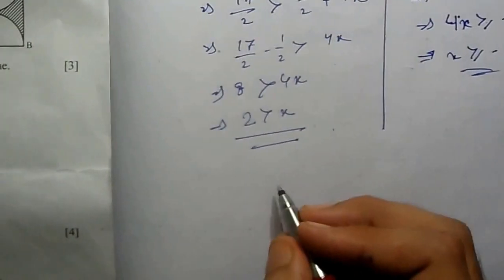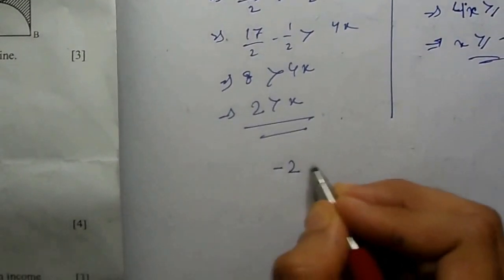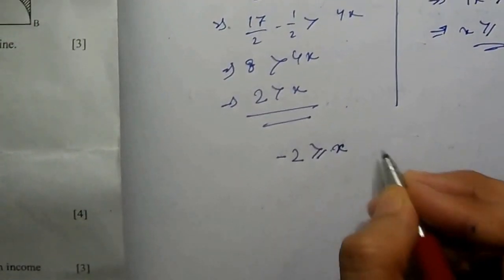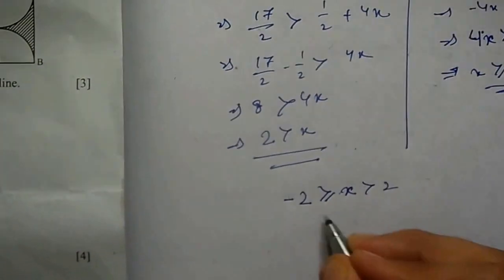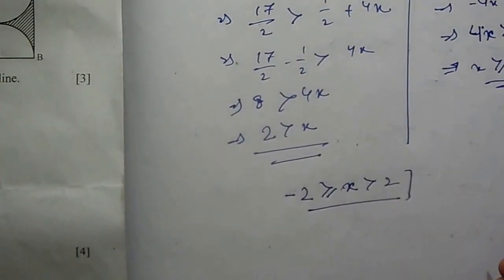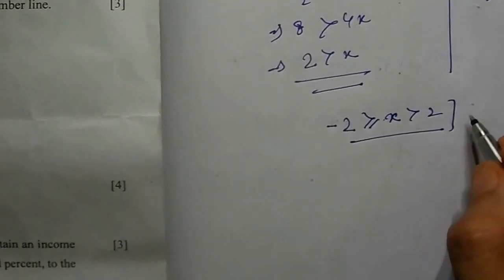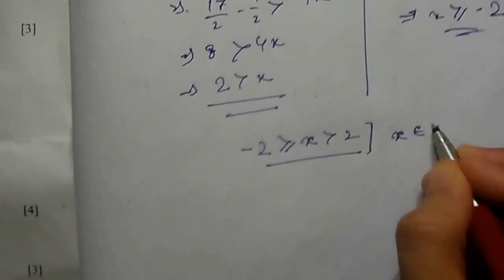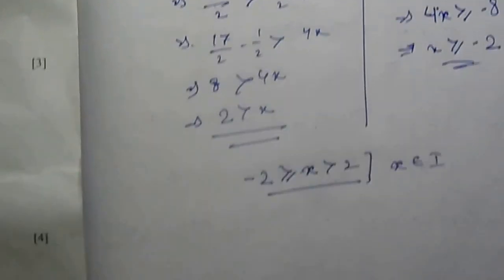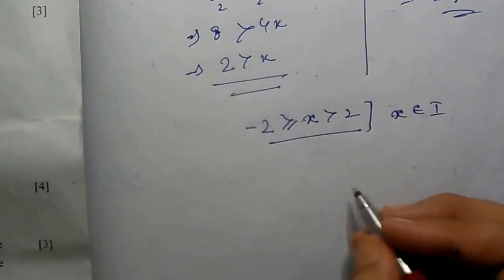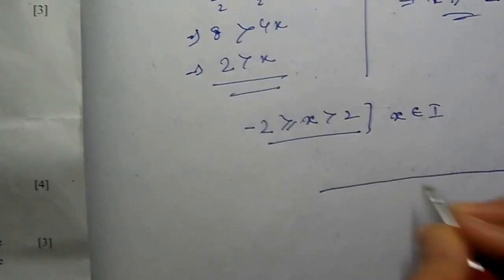So we are getting two different inequalities over here. Firstly, x is greater than or equal to minus 2, and x is less than 2. We put it together and this is our answer. Now we have to represent the solution set on a number line. We have to write x belongs to integers over here. On a number line, when we represent this, we only represent the integers.